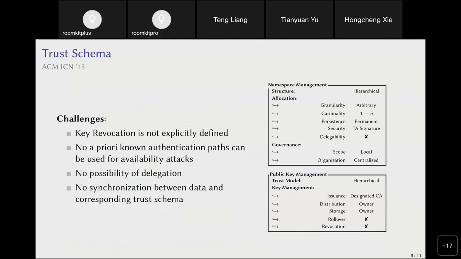At the same time, there are a number of shortcomings. First of all, no key revocation is explicitly defined. We should take an existing approach, translate that into trust rules if possible, and add it to our trust schema. Since we don't know the authentication path beforehand, and trust schema allows for multi-path authentication, an adversary can build a path that doesn't end with a trust anchor and as such exhaust resources on the consumer's end and mount availability attacks. There is no possibility to delegate part of the name covered by a trust schema to another trust schema. And there is no synchronization between data and the corresponding trust schema. So if you have multiple trust schemas, from the consumer's point of view there is no way to know which one is the correct one for any given data.